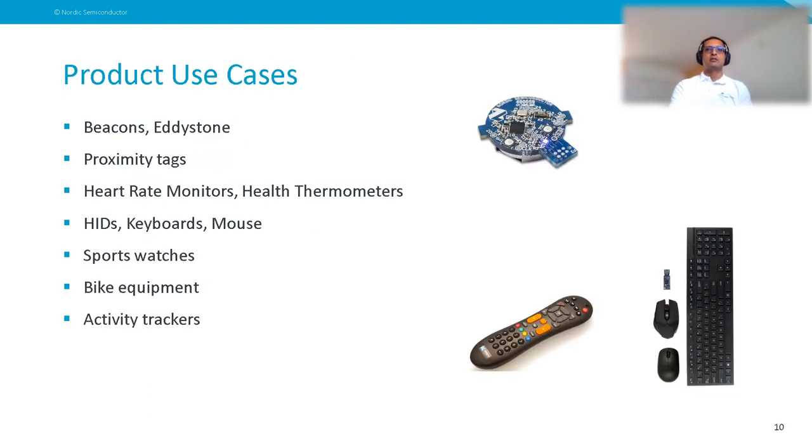Product use cases. Some end products that can be designed effortlessly in the Zephyr project using the vast number of samples are beacons, Eddystone, proximity tags, heart rate monitors, health thermometers, human interface devices like keyboards, mice, remote controls, and sports watches that can store and transfer vital health data like your heart rate and pulse. They could use Bluetooth to transfer to your phone or to your PC. Bike equipment, bike computers, which can also store sensor information and then be transferred to PC or mobile phones, and activity trackers like step counters, etc.